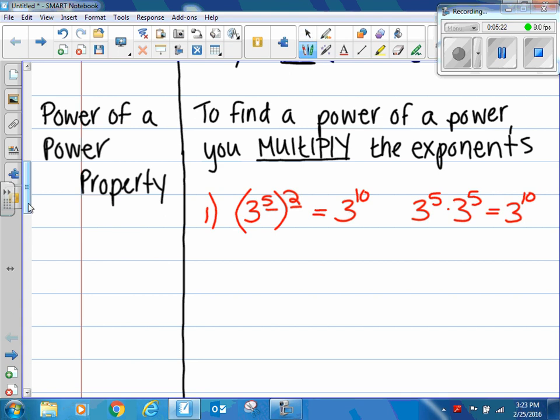All right, another example. Let's say I have y squared raised to the 4th. Well, what do I have? 4 times 2, and I would have y to the 8th.